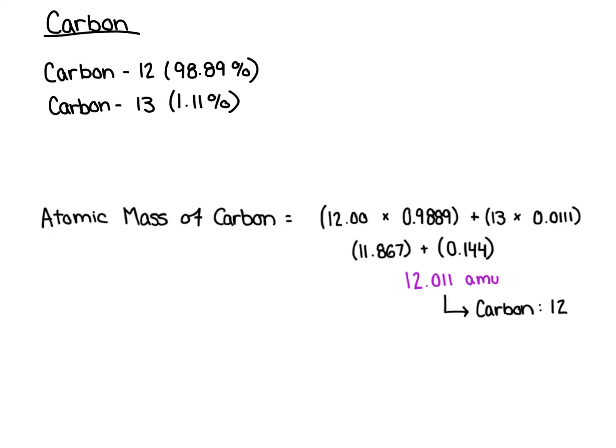Here's the information that we started with again, and to find the atomic mass of carbon, you take the mass of the first isotope and multiply it by its natural abundance in decimal form. So you take 12 times 0.9889, and then you add it to the other isotope multiplied by its percentage, so 13 times 0.0111. Then you add the products and get 12.011 AMU, so carbon's atomic mass is 12.011 AMU.